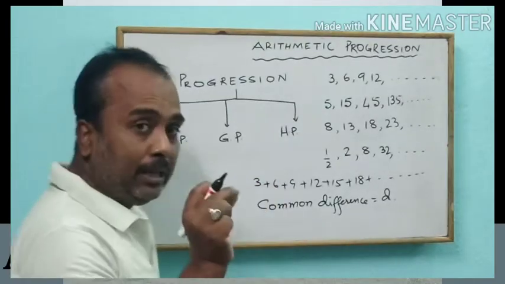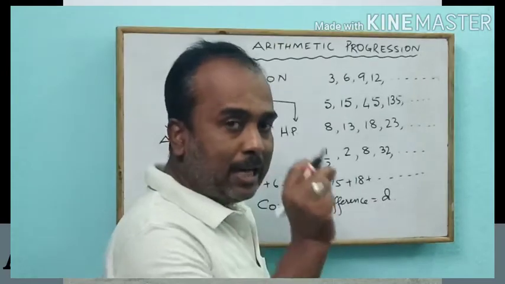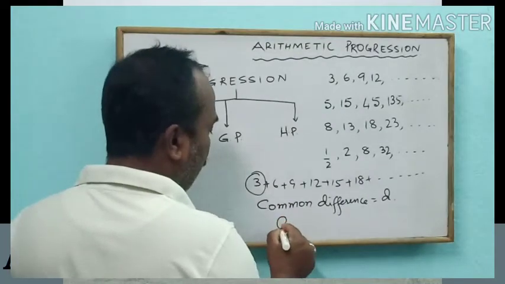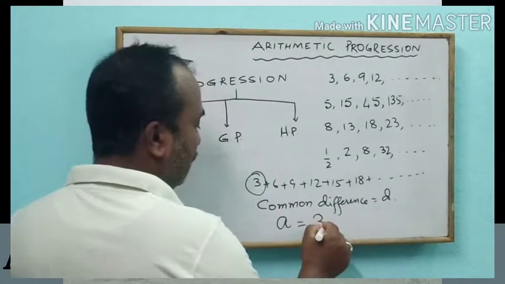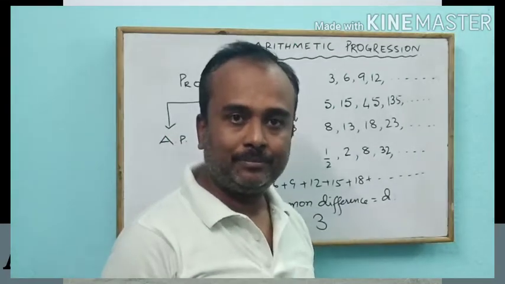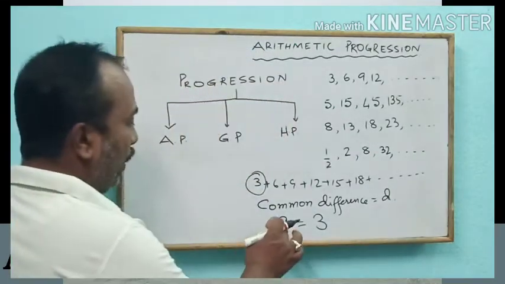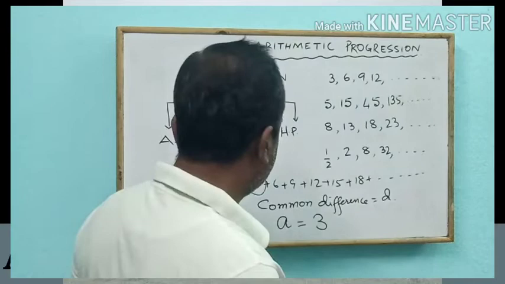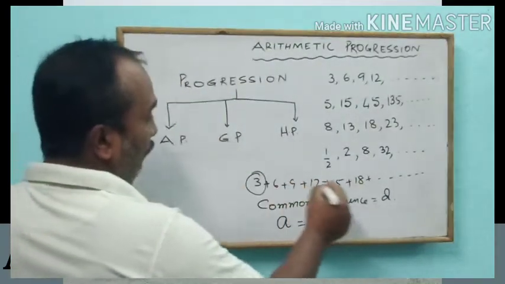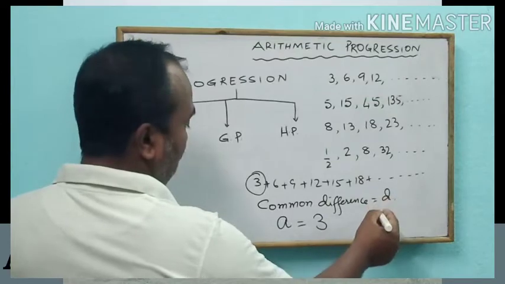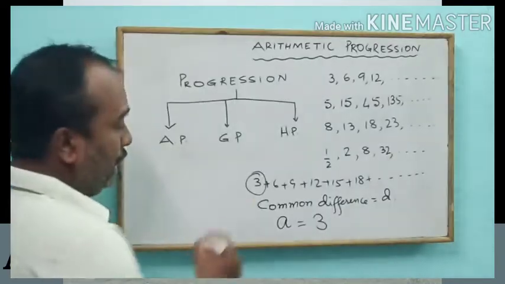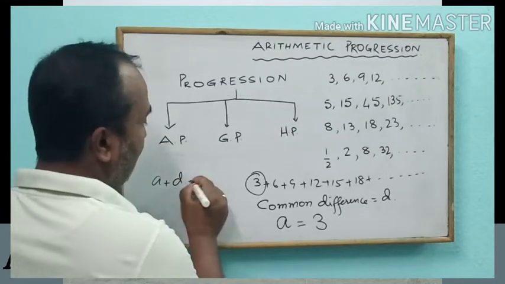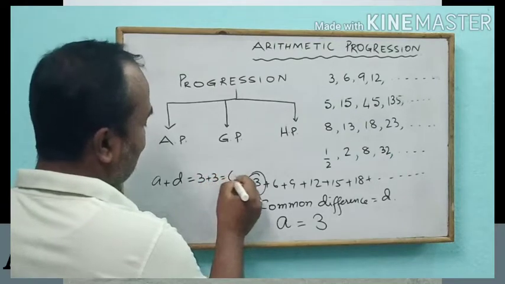And here we start with a particular number. We start with the initial number or the first number, that is here 3. So here we denote A by 3, the first number. So A is the first number and D is the common difference. If we know the common difference is 3 and the first term is also 3, then the second term we can easily find: A plus the common difference, that is 3 plus 3, that is 6.